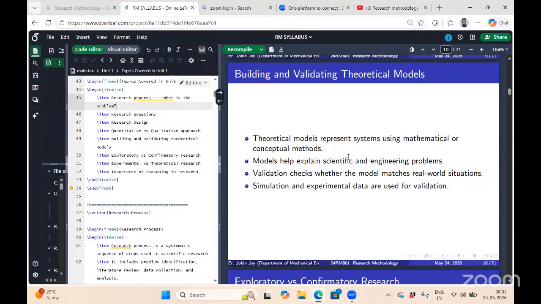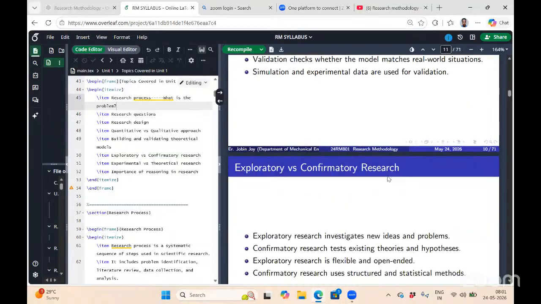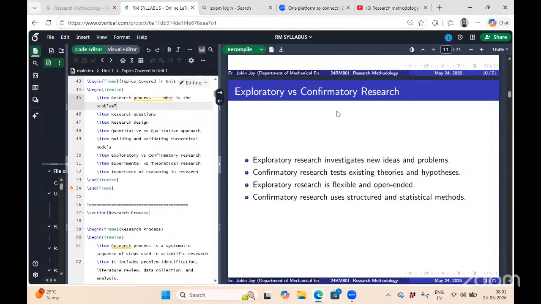So simulation represents a theoretical model, and experiment represents the validation. If you have simulation results, you have to conduct an experiment and validate the theoretical result after conducting the experiment. Exploratory versus confirmatory research. Exploratory means exploring new ideas or problems.